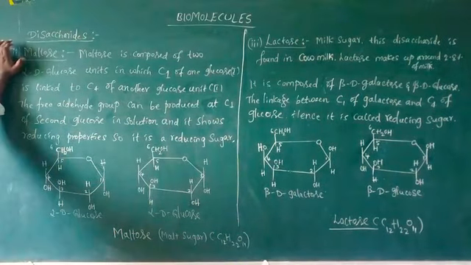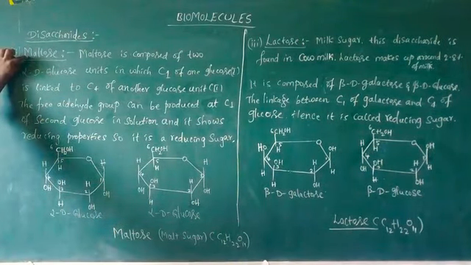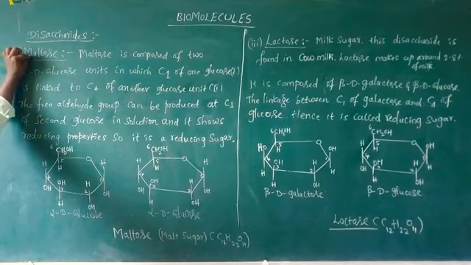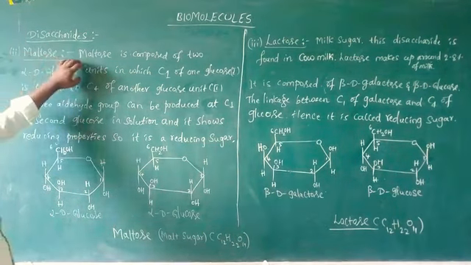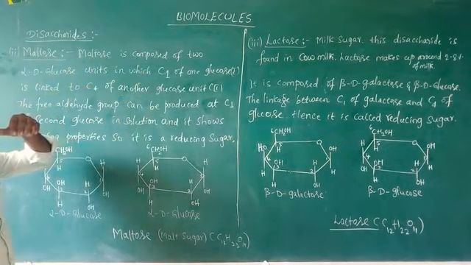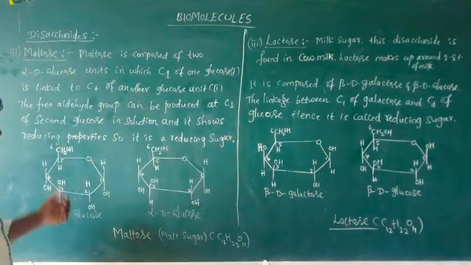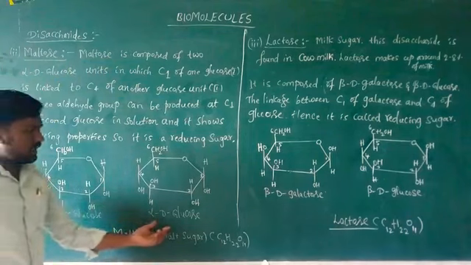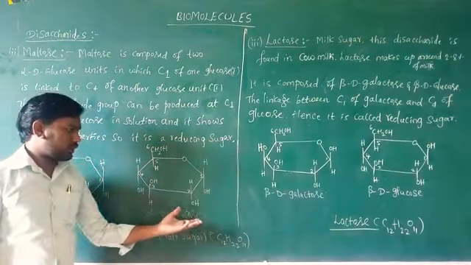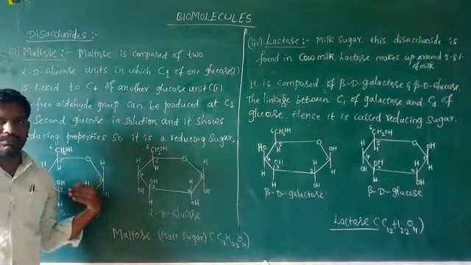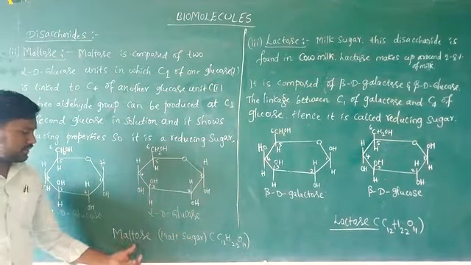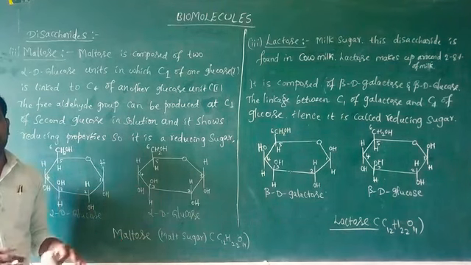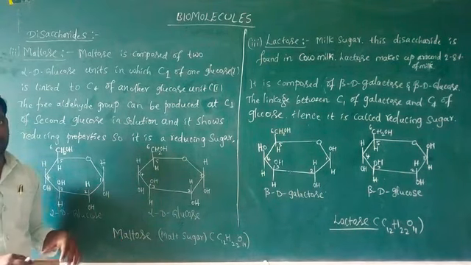Now, the second disaccharide is maltose. Maltose is commonly called malt sugar, and its molecular formula is C12H22O11. Maltose is composed of two alpha-D-glucose units. But how is maltose formed? By the loss of water to form a glycosidic linkage.